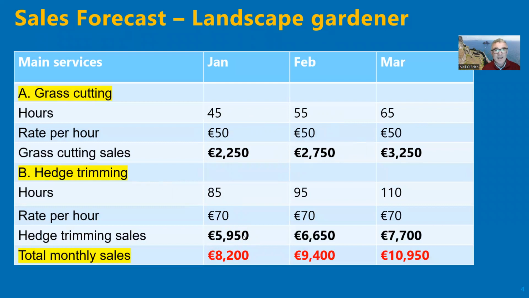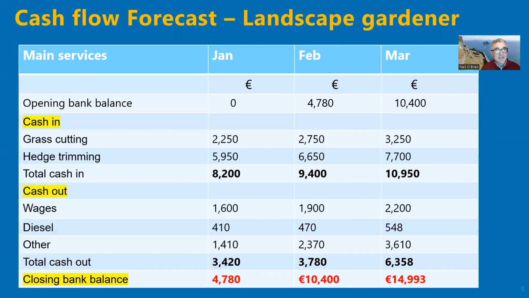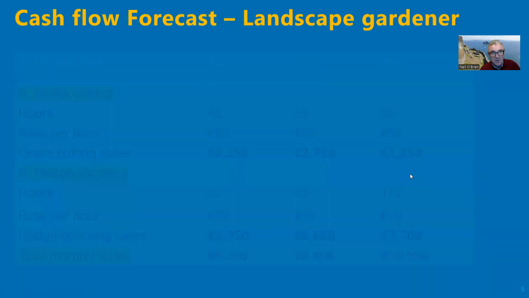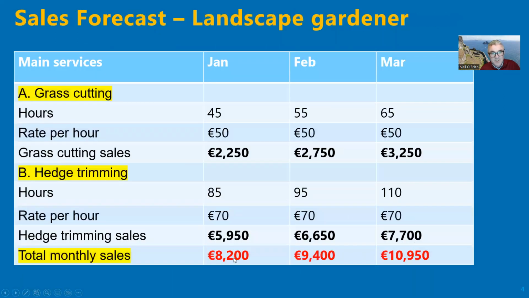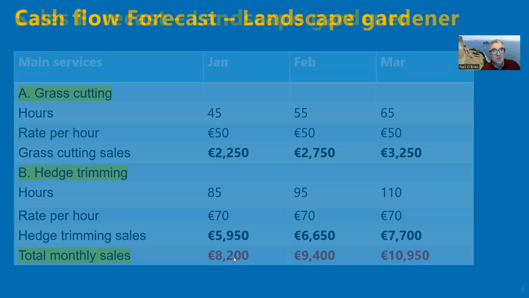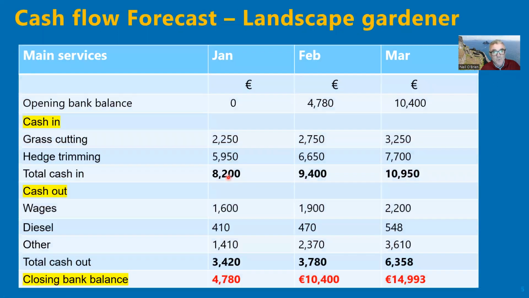Now, the sales forecast feeds right into the cash flow forecast, and it's the first section in the cash flow forecast. There are two main parts: cash in and cash out. These figures here have come directly across from the sales forecast. If you look back at the sales forecast, here are the sales, 8,200 in January. You can see that figure coming right in here. We're just looking at 3 months here, but obviously you would do the full 12 months, month by month.